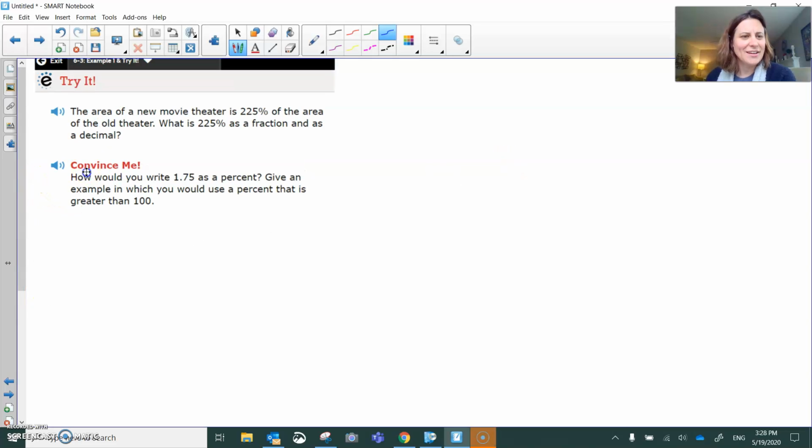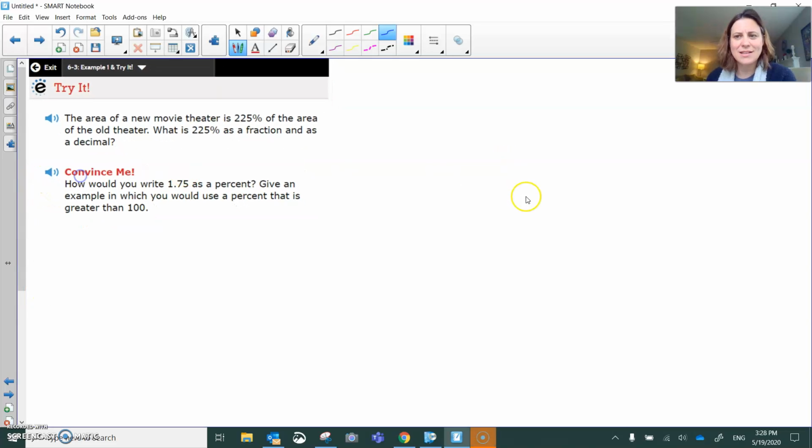Hello. Here we have 6-3 for sixth graders. This is the 6-3 examples and triads. This is the triad from the first example.